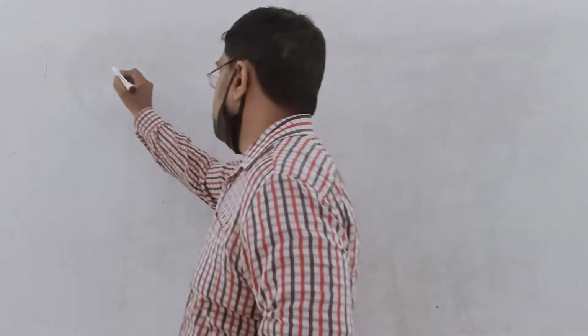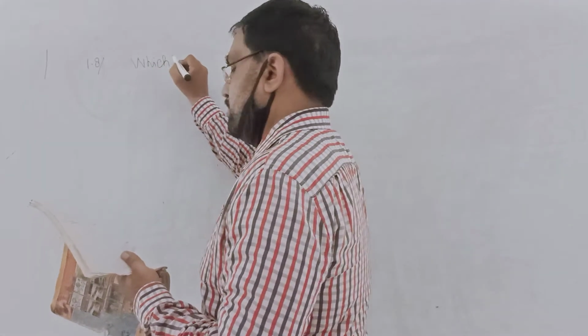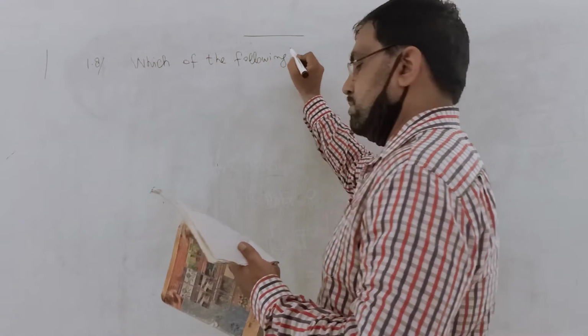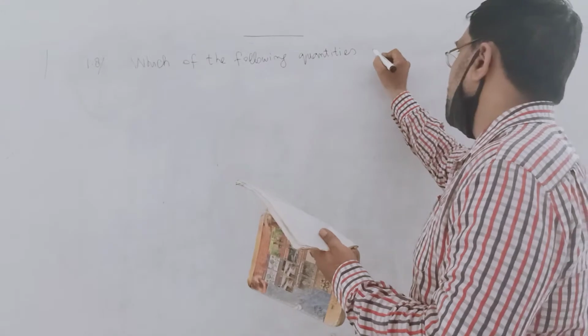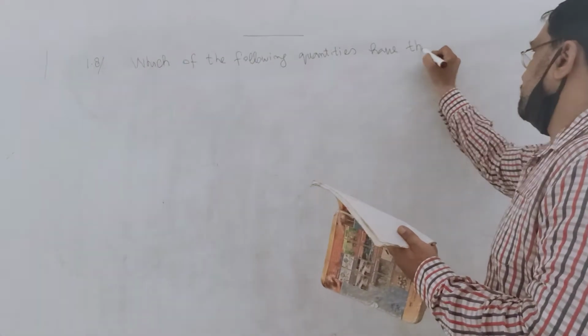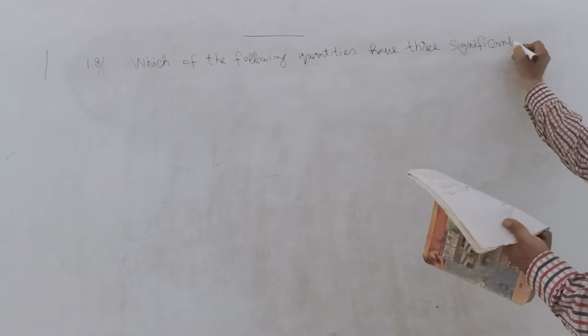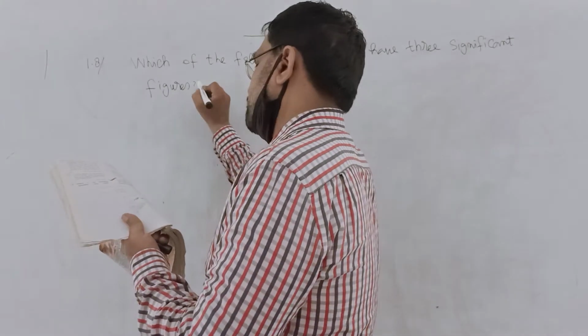Numerical number 8. Which of the following quantities have three significant figures? Part A.